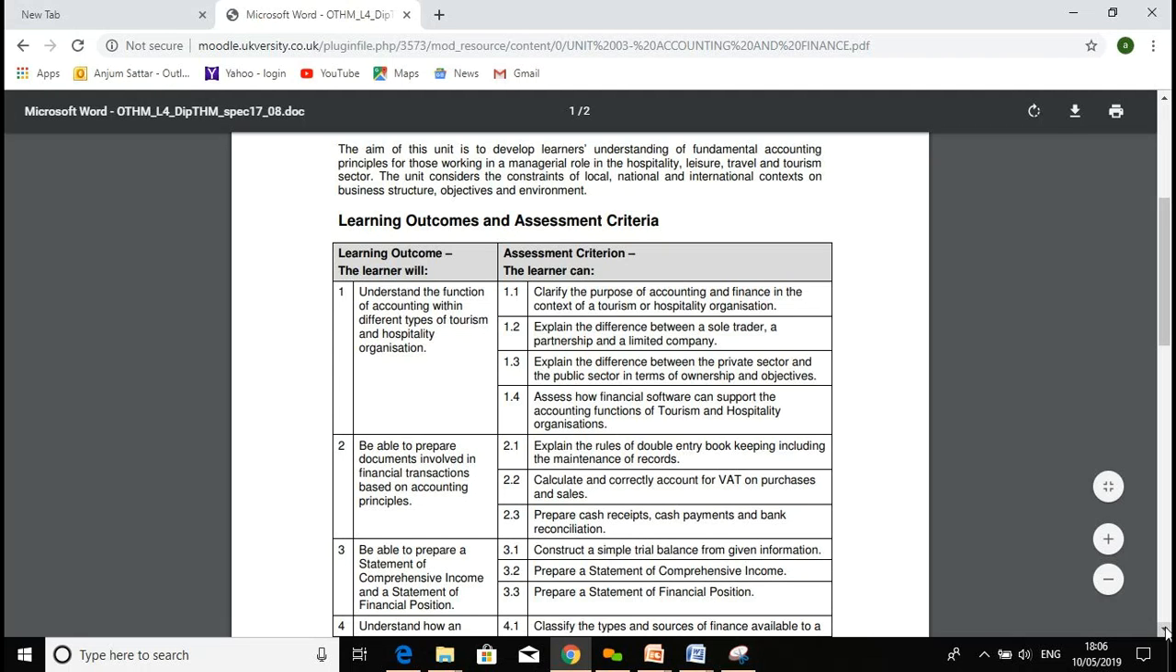Then we discussed the second lesson, double entry bookkeeping. We discussed DEAD CLIC: expenses, assets, and drawings go on the debit side. For CLIC, liabilities, income, and capital go on the credit side. And then we prepared a few transactions.